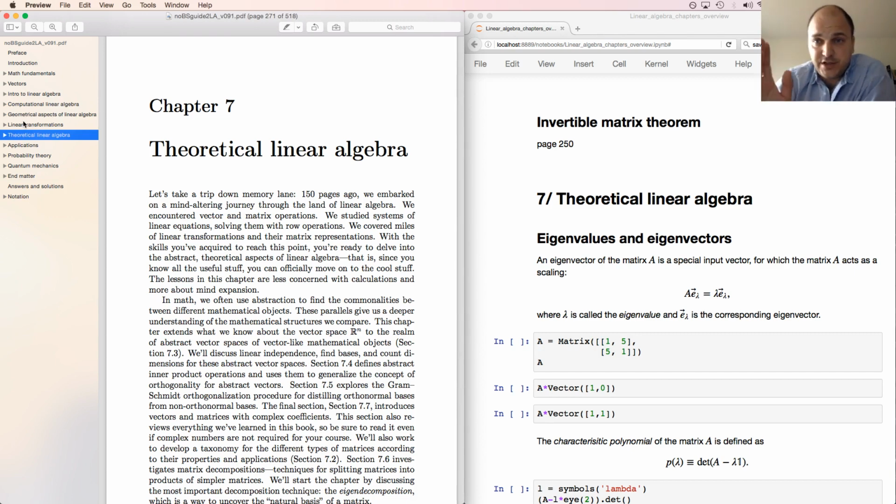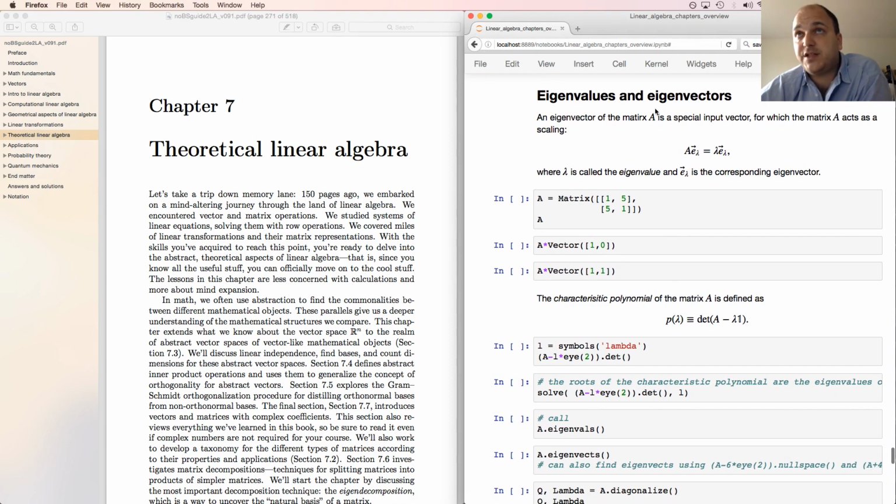So you know about linear transformations, then you know linear algebra. But now, what if we can add some more? And in particular, one of the fundamental ideas is the notion of an eigenvector and eigenvalues.